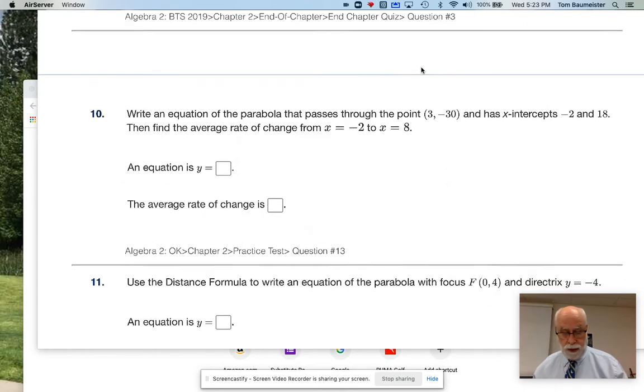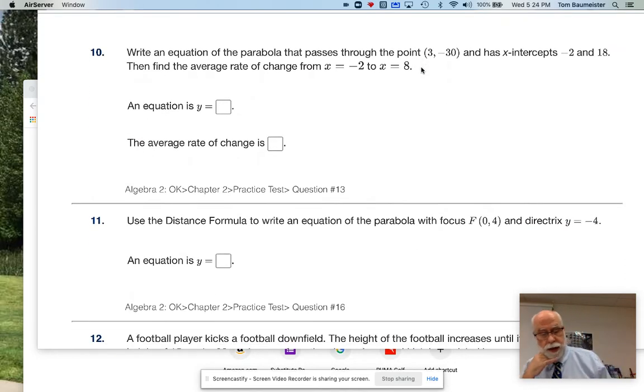All right, number 10 was the one where I had to write a bunch and then get rid of it. So I'll probably have to do the same thing here, so pay attention. Well, you can always pause it on here. So it's saying write an equation of a parabola that passes through the point 3 and -30. So again, that's my x and that's my y, and has x-intercepts of -2 and 18. Then find the average rate of change from x is equal to -2 to x is equal to 8.